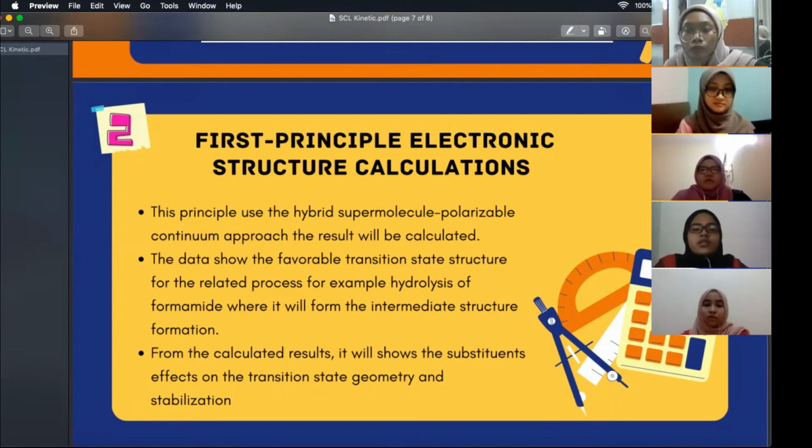Okay, so for example, the hydrolysis of formamide produces the formation of a tetrahedral intermediate. And from the reported experiments, we can conclude that the favorable transition state structure may have three solvating water molecules remaining on the attacking hydroxide oxygen and two additional water molecules attached to the carbonyl oxygen of formamide. So normally the result will demonstrate the substituent effect on the optimized transition state geometries and transition state stabilization, and we can calculate the free energy barriers for the hydroxide catalyzed hydrolysis of amides.